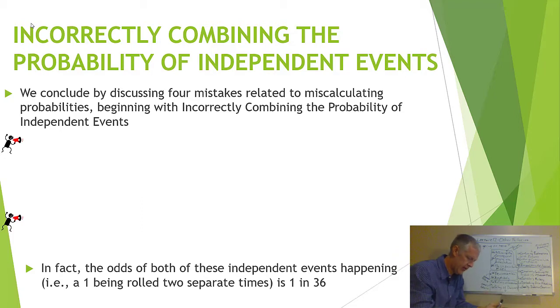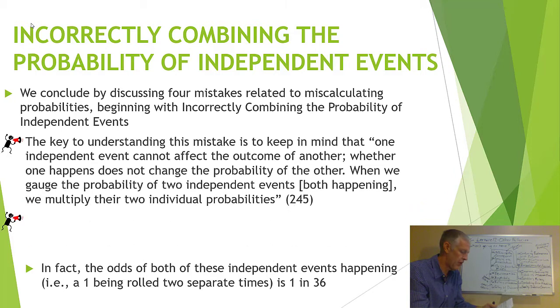So this is quoting page 245. It's kind of in the middle of slide 14, page 245 of the current text. The key to understanding this mistake is to keep in mind that, quote, "one independent event cannot affect the outcome of another. Whether one happens does not change the probability of the other. When we gauge the probability of two independent events both happening, we multiply their two individual probabilities." Okay? We have to remember that. And a lot of people make this mistake, probably even myself sometimes, because this is kind of tricky math stuff that a lot of us just forget very easily. But again, if we make the mistake, it is a mistake, right?